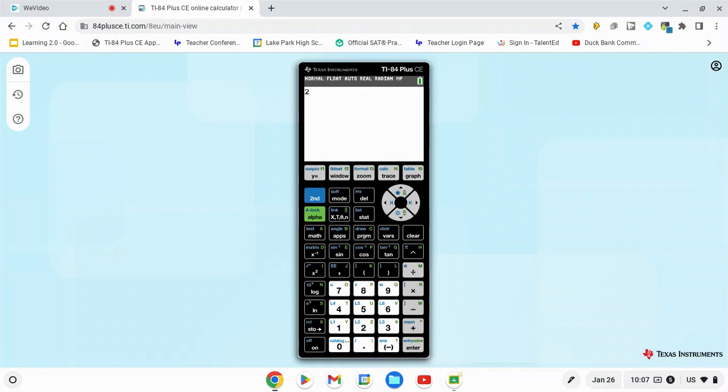So to get absolute value bars, you have to start by clicking this math button. Math is below the green alpha button, and then you have to hit the right-hand arrow to get to where it says NUM. So hit the right-hand arrow, and then you'll notice the first option is ABS, which stands for absolute value bars. So hit enter to select the absolute value bars, and now you'll see them on your screen.